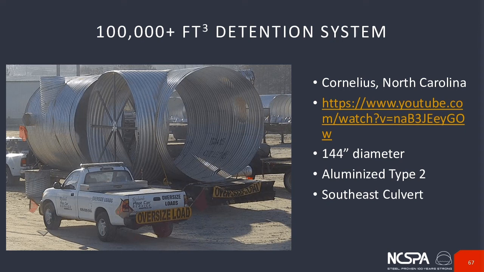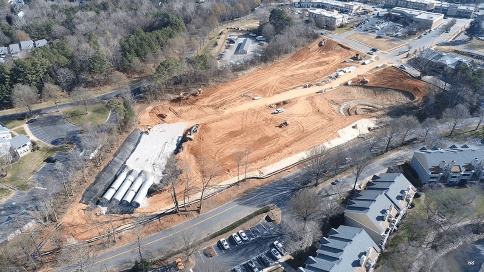Now size. Massive size. A 100,000 cubic feet detention system here in Cornelius, North Carolina. A 144-inch, 12-foot diameter pipe was used in this particular installation. There's a YouTube video of it. The link is included here in the presentation for those who want to download and look at it in the future. This was produced by Southeast Culvert. This gives you an overview shot of the project itself. I believe it was a condo building that was going up somewhere in this vicinity, and the detention system was going to be over here.